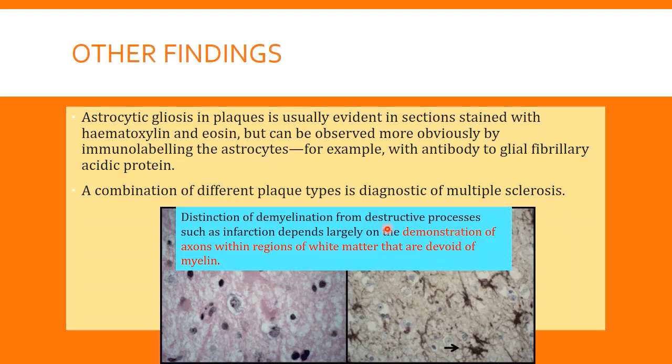Now, distinction of a demyelination from a destructive process such as infarction depends largely on the demonstration of axons. So it must be noted that presence of axons within regions of white matter that are devoid of myelin suggests a characteristic demyelination rather than an infarction. So in an infarction, what happens? There is destruction of the axons as well.